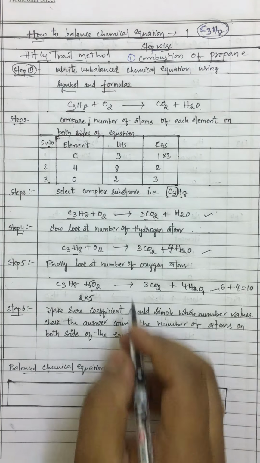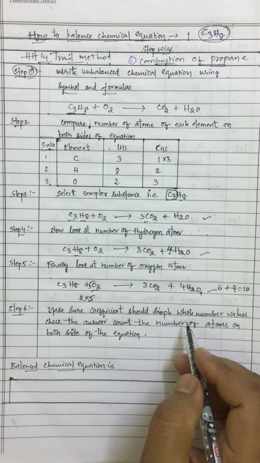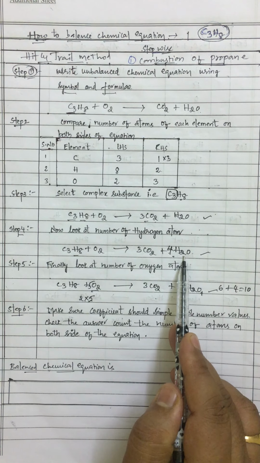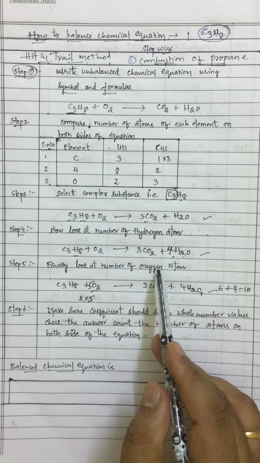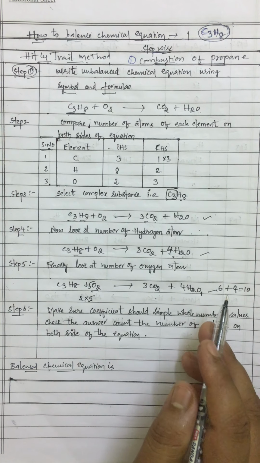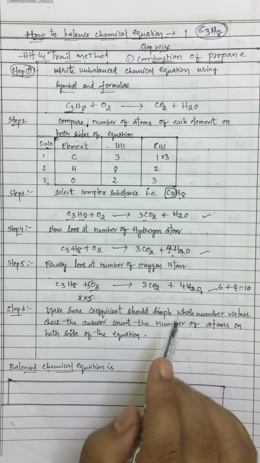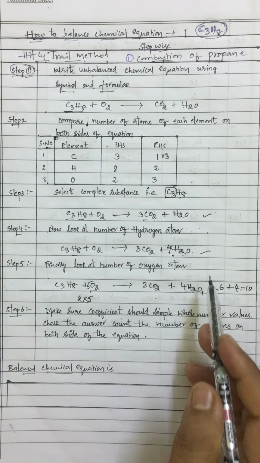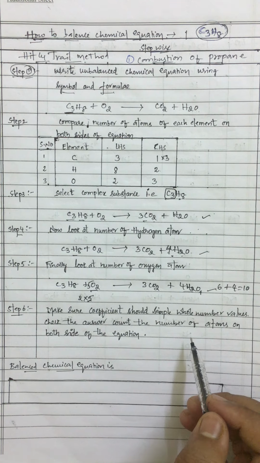So in all these above steps, what we did was just add a suitable number before a particular formula so that the number of atoms could balance. One thing you need to remember is that we are not supposed to change the formula. We don't have the right to change the formula.